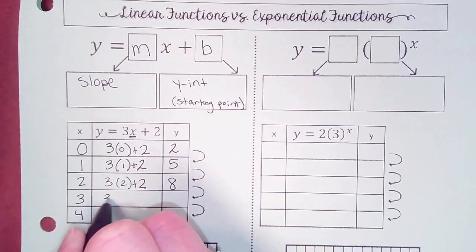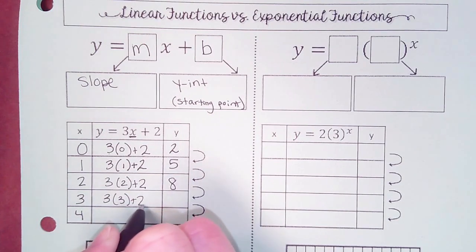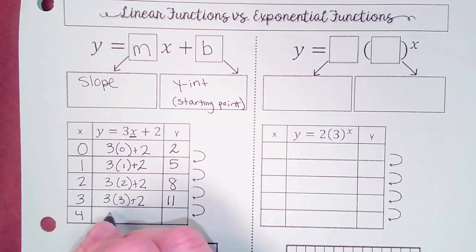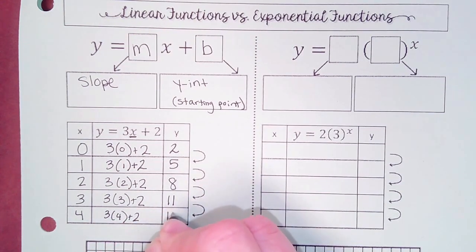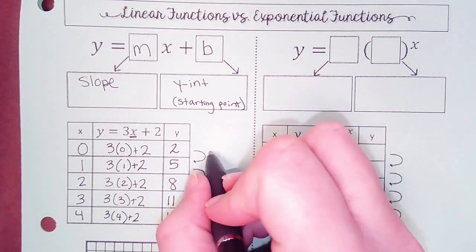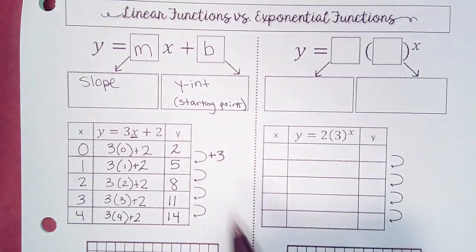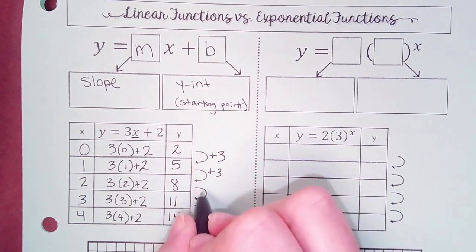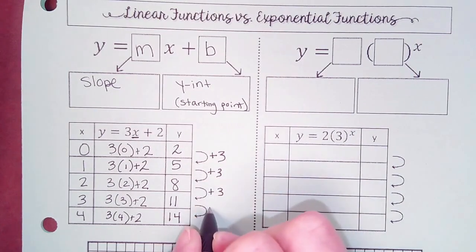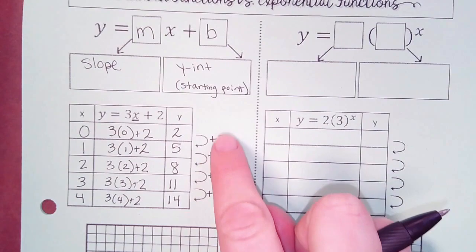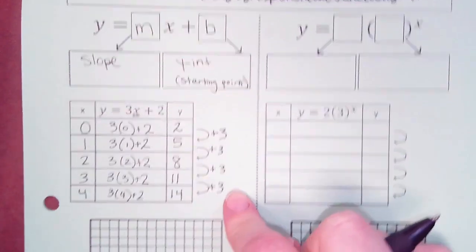And plug in 3. 3 times 3 plus 2. 9 plus 2 would be 11. And then 3 times 4 plus 2. So 12 plus 2 is 14. So what did we increase each time? From 2 to 5, we added 3. 5 to 8, we added 3. 8 to 11 plus 3. 11, 14 plus 3. A linear equation will always be adding or subtracting by a number.